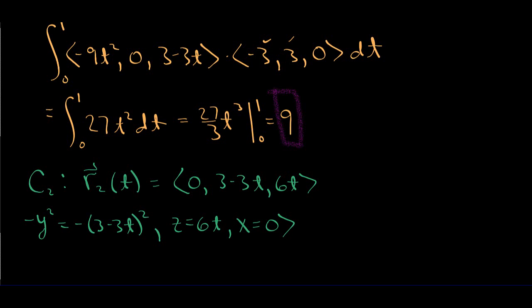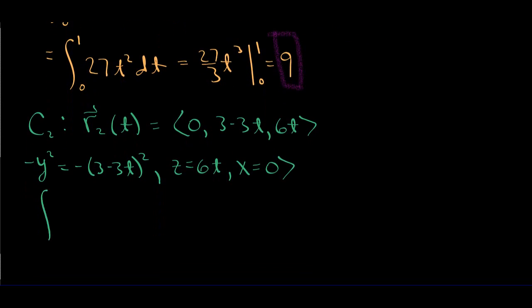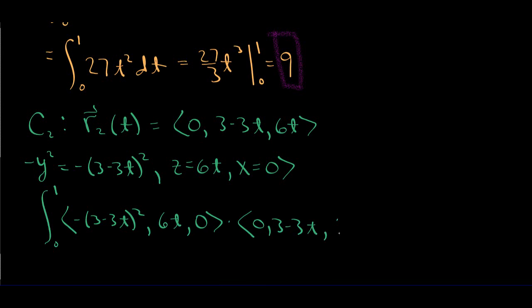Okay? So it looks like we're ready to write our integral, and I parametrized everything so that t would always go from 0 to 1. So we don't have to worry about that. Now, let's see what we've got here. We've got negative (3 minus 3t) squared, 6t, and 0. And we're going to dot that with 0, 3 minus 3t, and 6t.